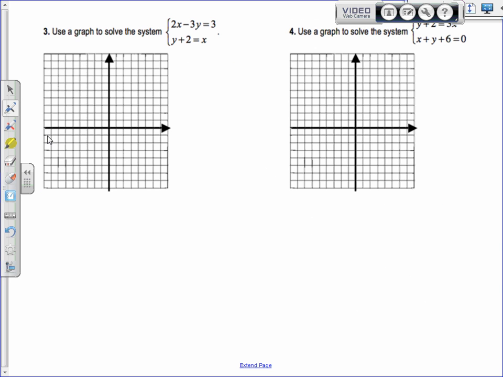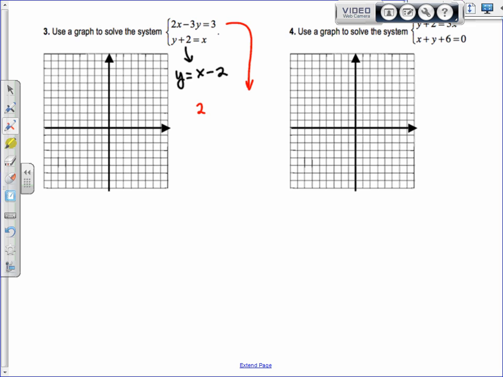All right, it says use a graph to solve the system. I have 2x minus 3y equals 3, and I have y plus 2 equals x. I'm going to solve both of them for y. The bottom one's really easy to solve for y. You just get y equals, move the 2 over, so x minus 2. The top one's a little bit harder.